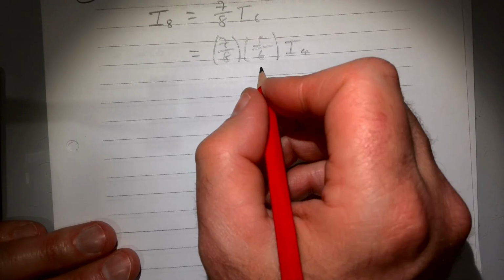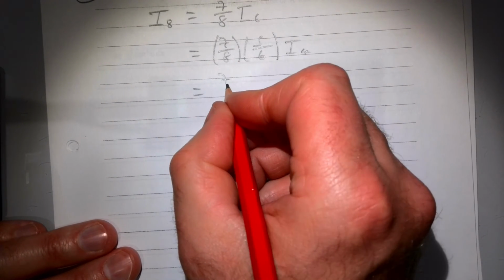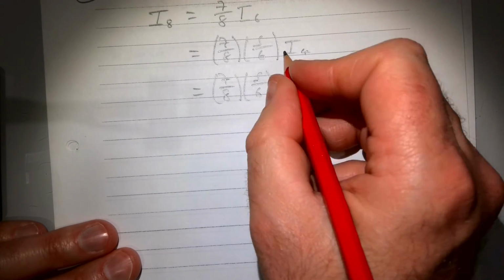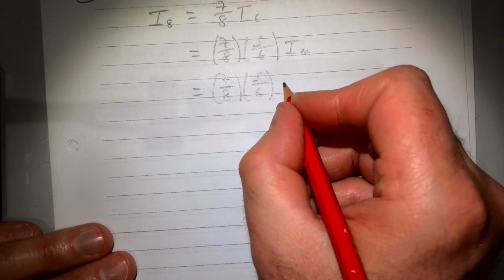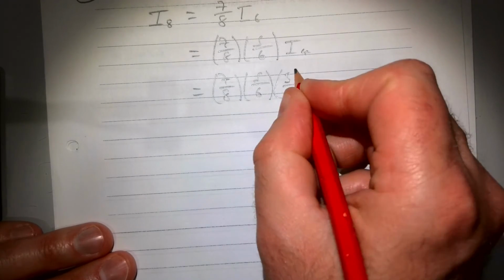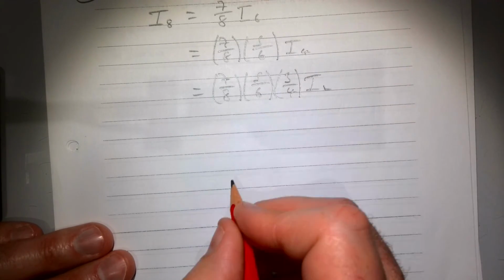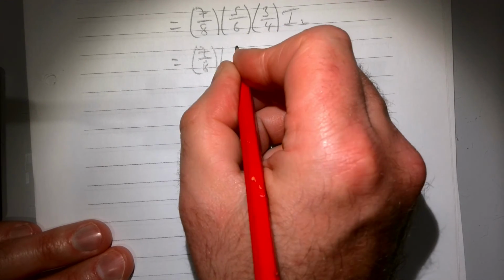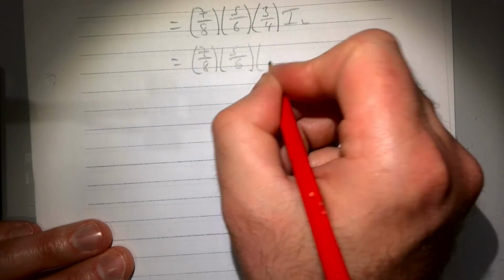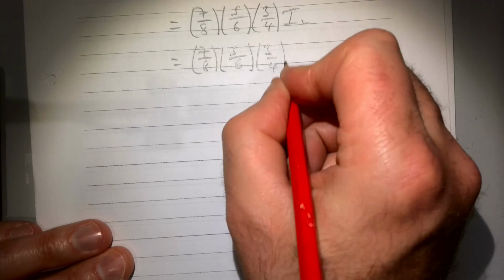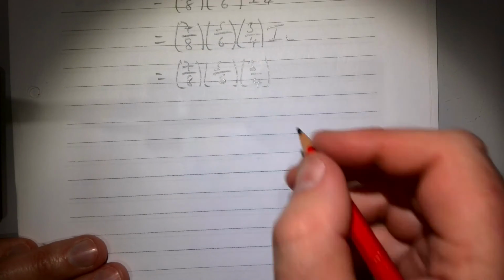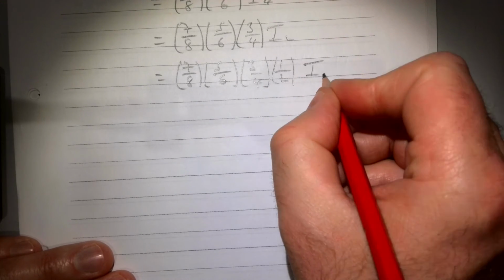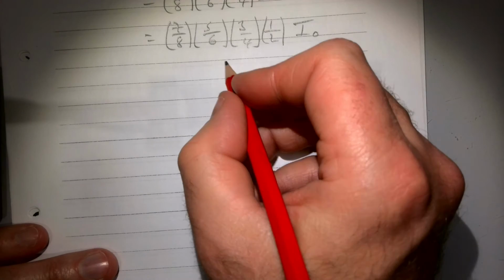Which is going to be 7 over 8 times 5 over 6. I4 is of course 3 over 4 times I2. 7 over 8, 5 over 6, 3 over 4, and I2 is 1 over 2 times I0. I0 again we can work out.